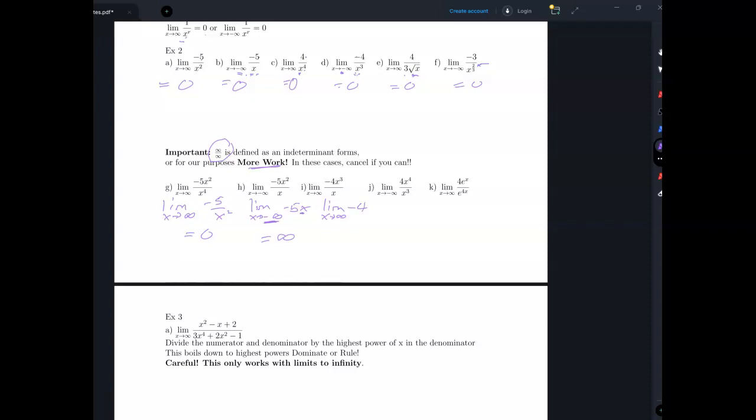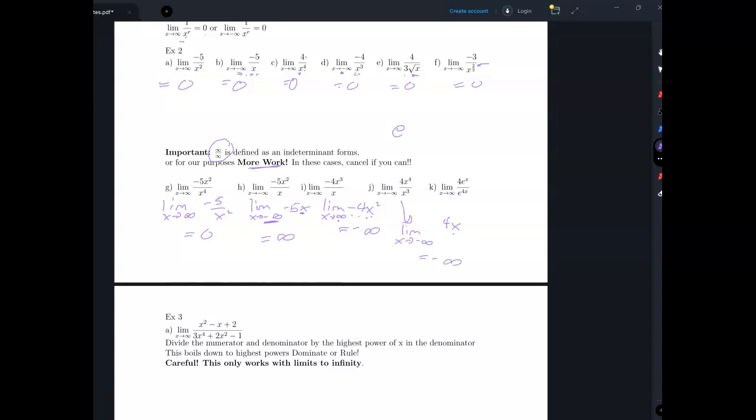Limit as x goes to infinity. Canceling here, I get negative 4x squared. So plug in infinity, it's infinity. Negative 4 times infinity is negative infinity for an answer. This one here, limit as x goes to negative infinity. Cancel, I get 4x. Plug in a negative infinity. 4 times negative infinity, negative infinity.